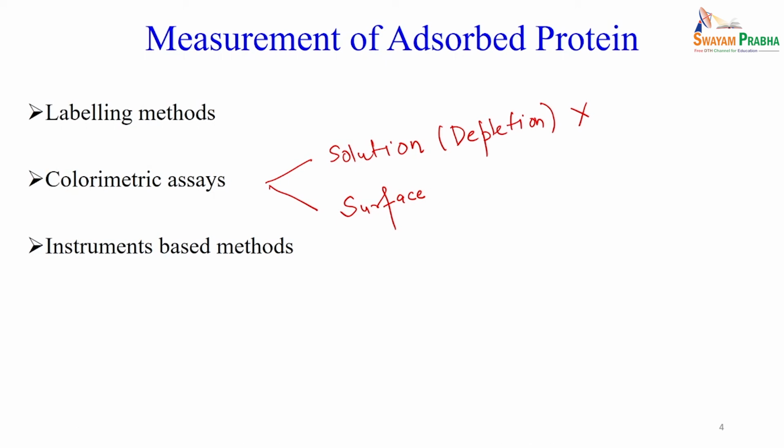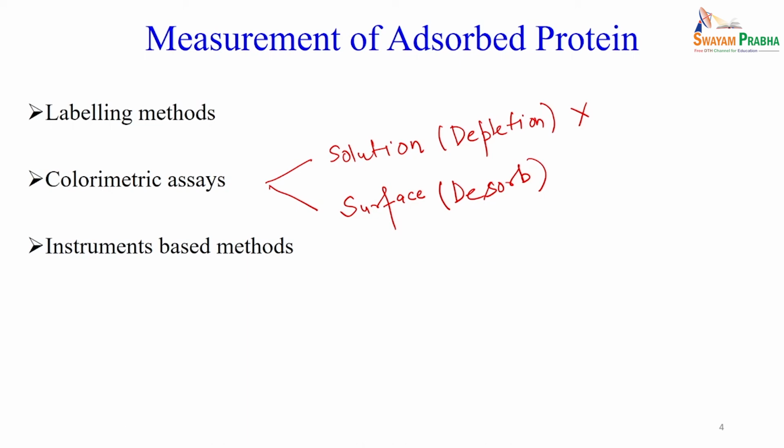The other option is whatever protein is there on the surface, if we can desorb it in less volume. So, we can get some concentrated protein and then we can analyze using the colorimetric method.